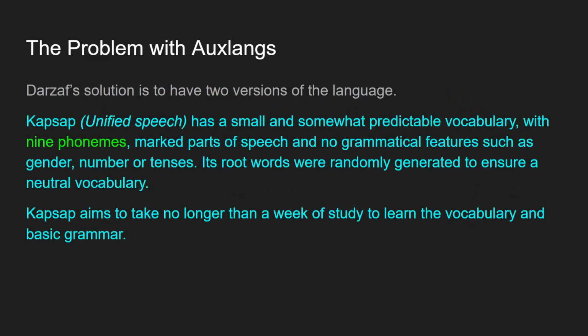Darzaf's solution is to have two versions of the language. Capsap, unified speech, has a small and somewhat predictable vocabulary with 9 phonemes, marked parts of speech, and no grammatical features such as gender, number, or tenses. Its root words were randomly generated to ensure neutral vocabulary. Capsap aims to take no longer than a week of study to learn the vocabulary and basic grammar.